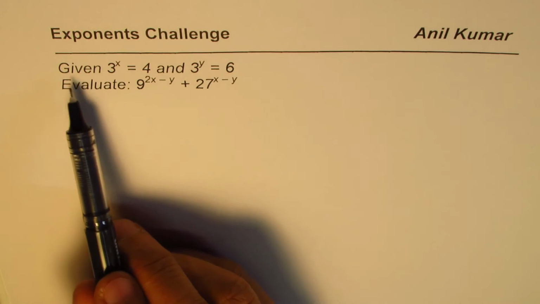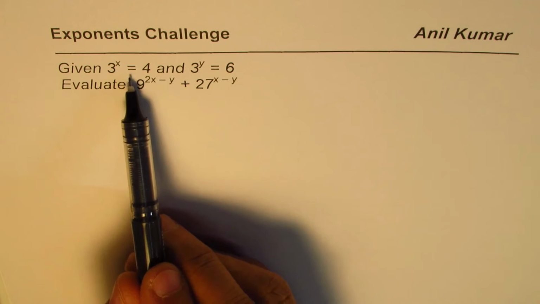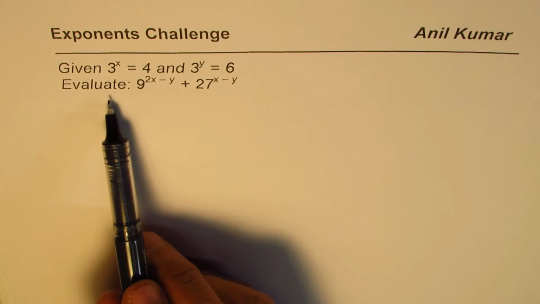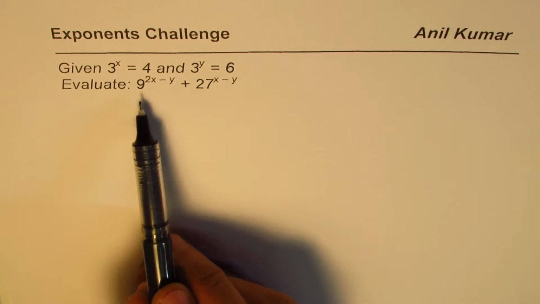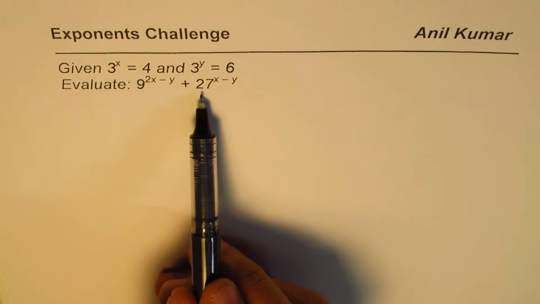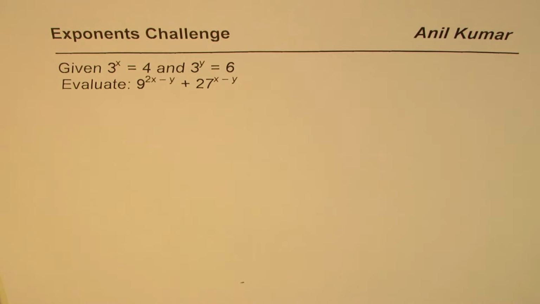The question is, we are given 3 to the power of x equals 4 and 3 to the power of y equals 6. And we need to evaluate the expression 9 to the power of 2x minus y plus 27 to the power of x minus y. Now I'd like you to pause the video, copy the question, and then look into my solution.